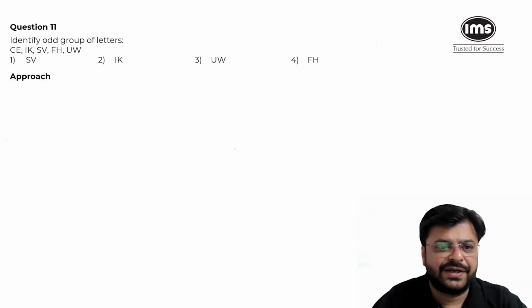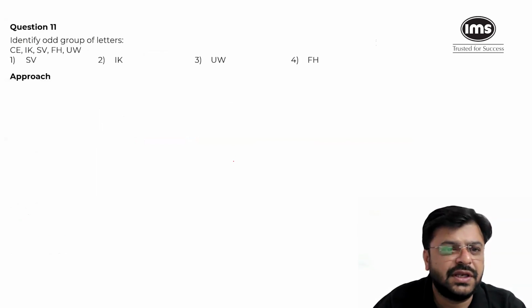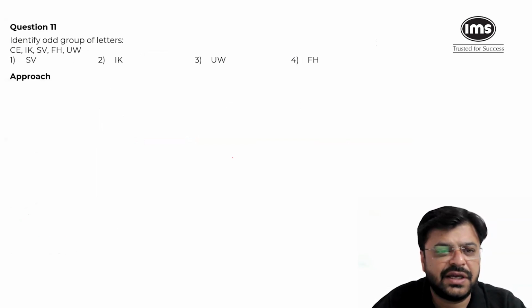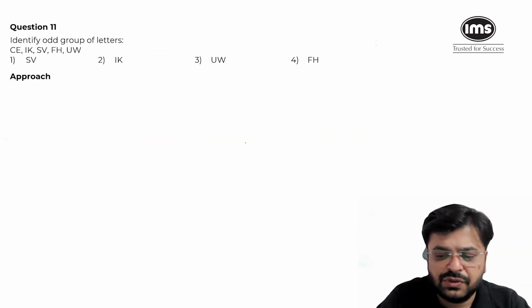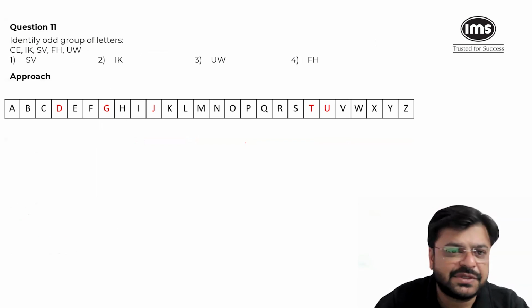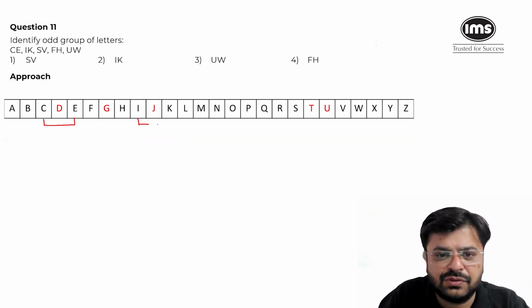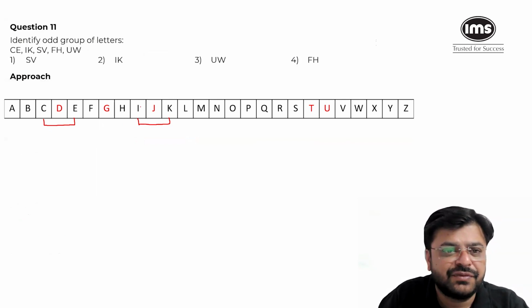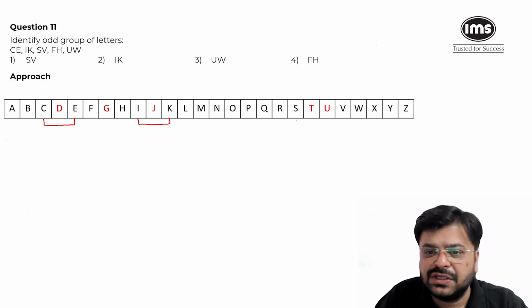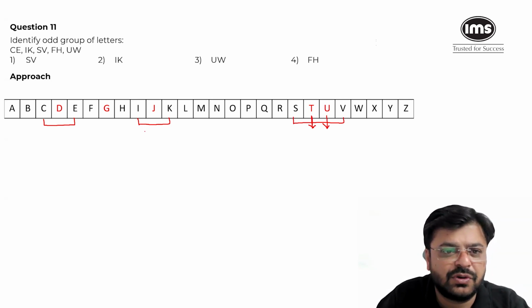Identify the odd group of letters. So the letters are CE, IK, SV, FH, and UW. So let's write down all the alphabets here. Now CE is C, D, E, so we are skipping one letter. Then I, K, so we are skipping again one letter, J. Then we have S, V. So from S to V, we are skipping two letters. So this must be the odd group.